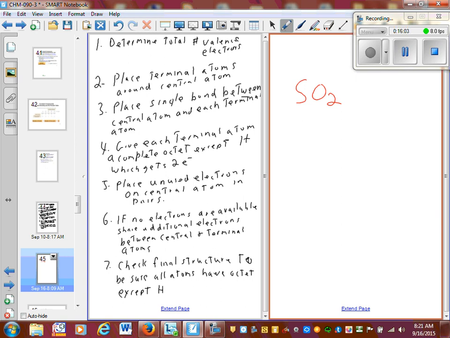Sulfur and oxygen are in the same column. They're all in column 6. They got 3 total atoms. 3 times 6 is 18.